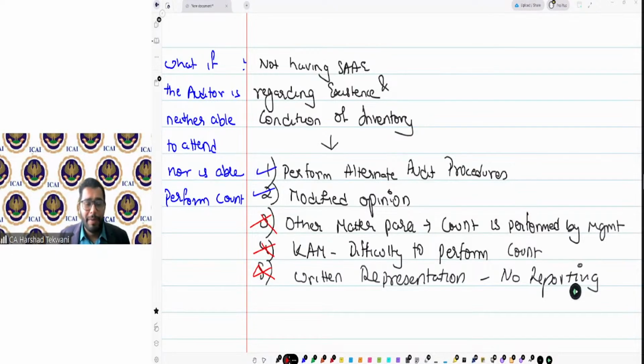And the last is written representation, because it has no value for me. Written representation is just like a last resort, but in this case also, when the standard is specifically saying that I need to take evidence regarding existence and condition of the inventory, written representation will never give me any comfort. It is the same as if I enter into an other matter paragraph that the count is being performed by management and I am relying on that. It's on similar lines. That's why 3, 4, 5 will never give me comfort or discharge me from my liability to issue an opinion.